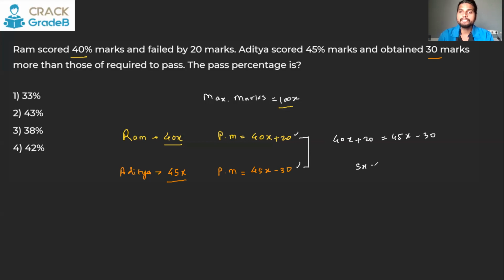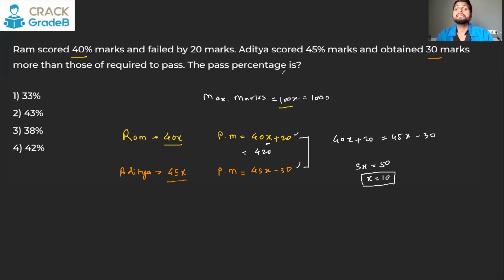So just equate these two. It gets us 5x is equal to 50. So x will be equal to 10. So if you put x is equal to 10 here, it will be 1000. That means the maximum marks are 1000. And if you put x is equal to 10 here, it will be 400 plus 20. 420 are the passing marks.